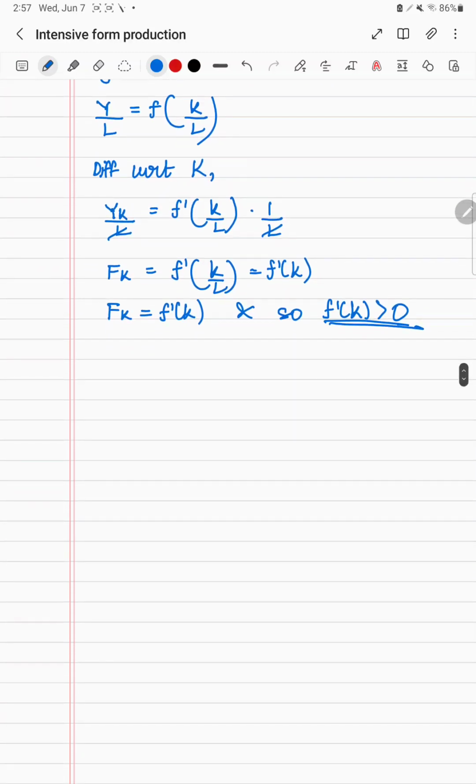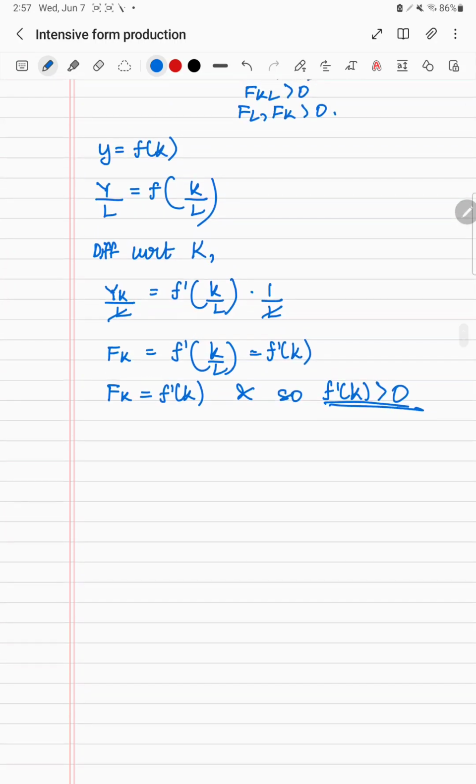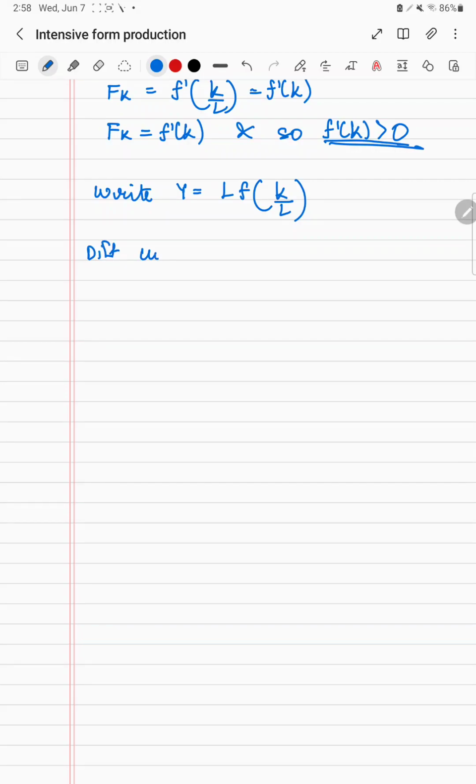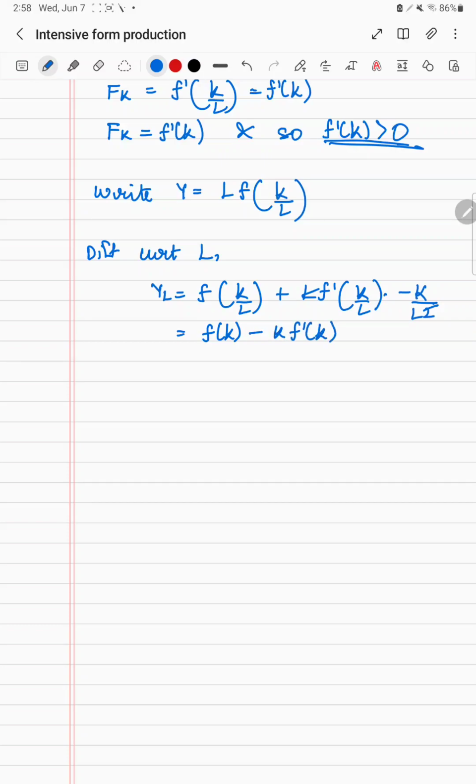All right, now let's look at wage and rental rates. This is again something which props up very often and is not explored sufficiently in a lot of books. Write y equals L into f of k by L. This is obviously from this equation, right? Now differentiate with respect to L. What do you get? You get y l equals f of k by L plus L into f dash k by L into minus k by L square. So this you can write as f of small k plus, this gets cancelled, so you get minus small k f dash k, right?